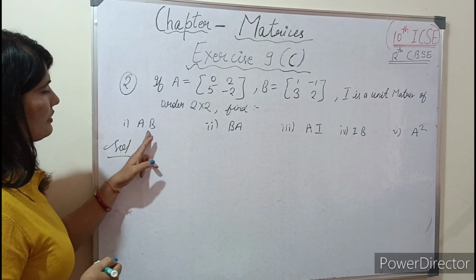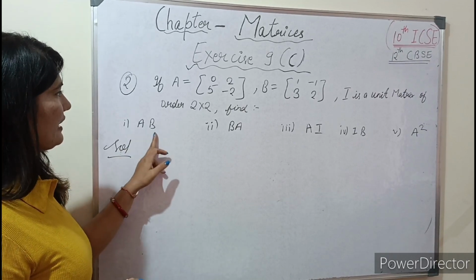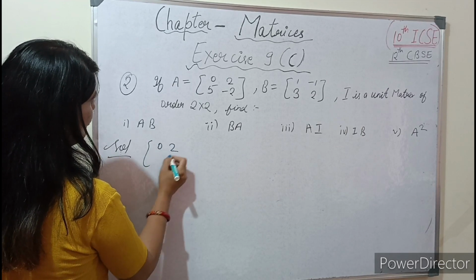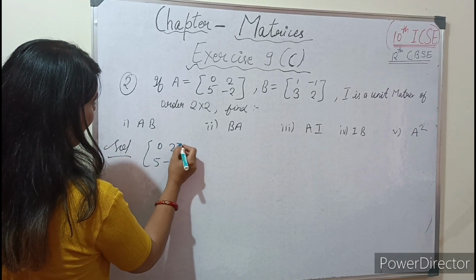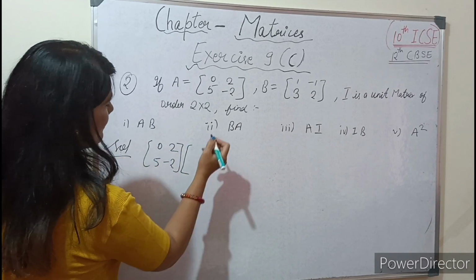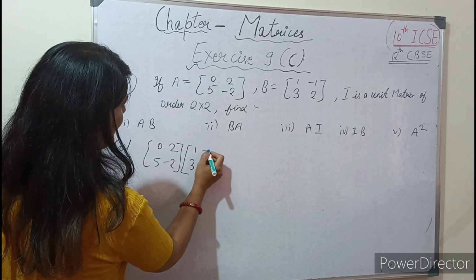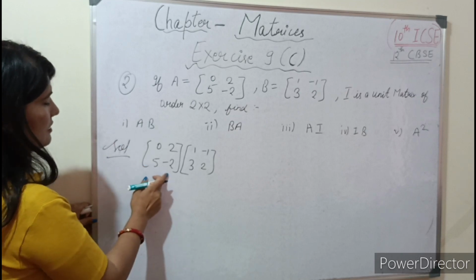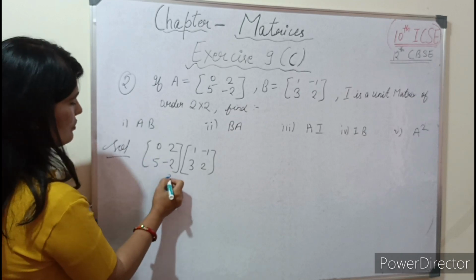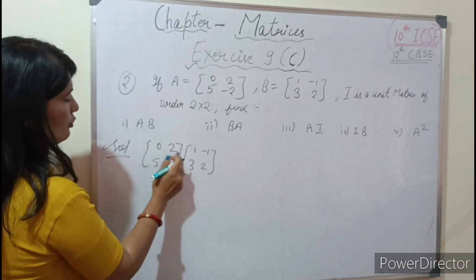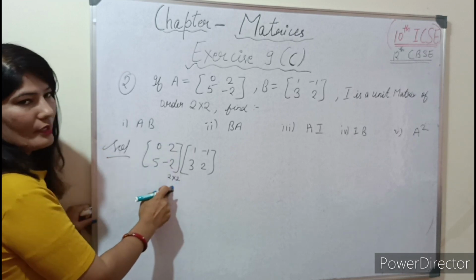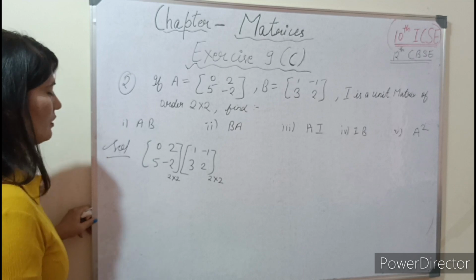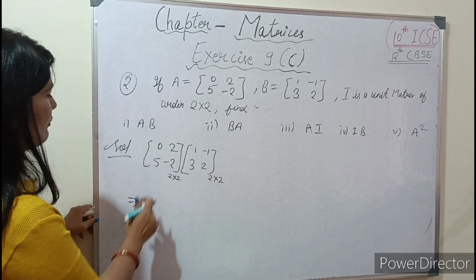So here AB means you have to multiply both the matrices A and B. So the matrix A is 0, 2, 5 and minus 2. Multiply by the matrix B, 1, 3, minus 1 and 2. So you will see that the order of this given matrix is 2 cross 2 because the number of rows and number of columns are the same. Same way here the order is again 2 cross 2. So now we will multiply both the matrices.